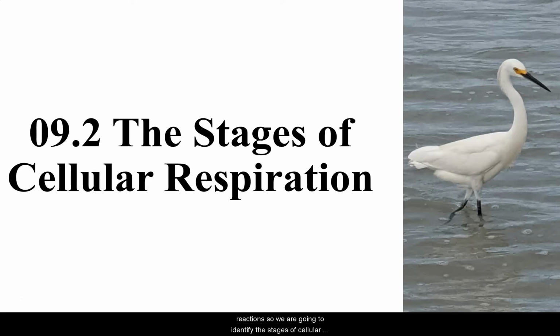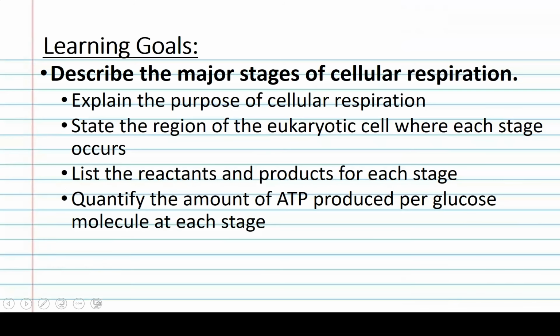So we are going to identify the stages of cellular respiration, and then I'm going to focus in on the first half of cellular respiration, which is the oxidation of glucose. So we're going to, like I said, discuss the major stages. Why do we perform cellular respiration? Where does cellular respiration occur? What are the major reactants and products? And then how much ATP are we making in this process?